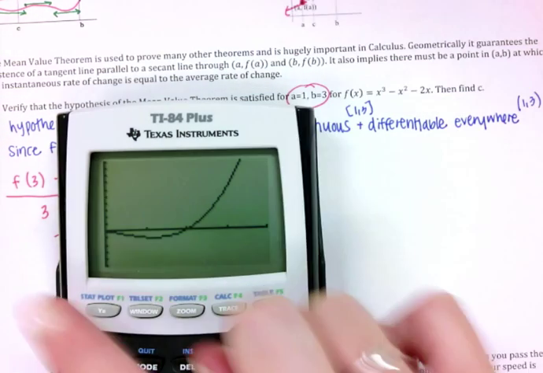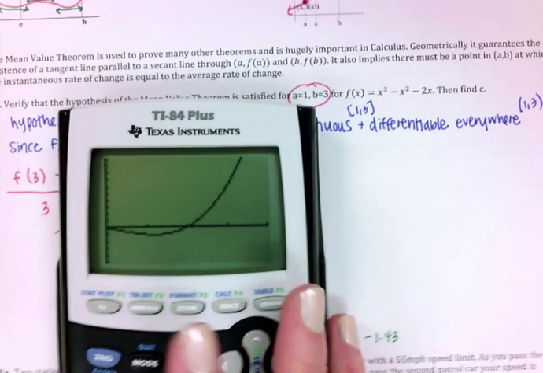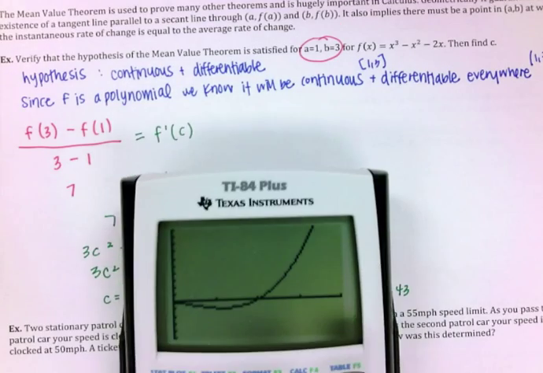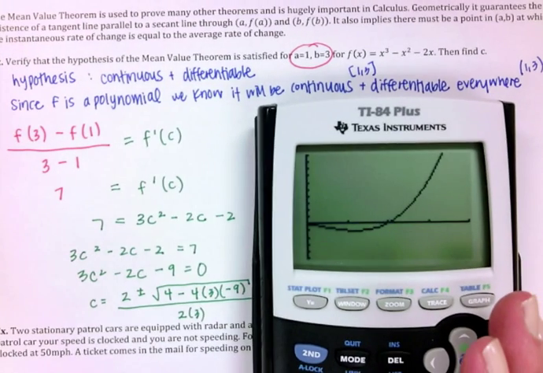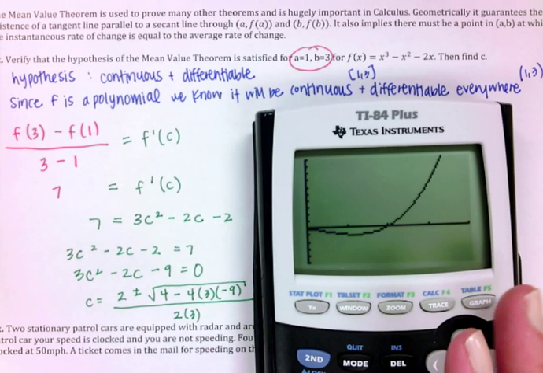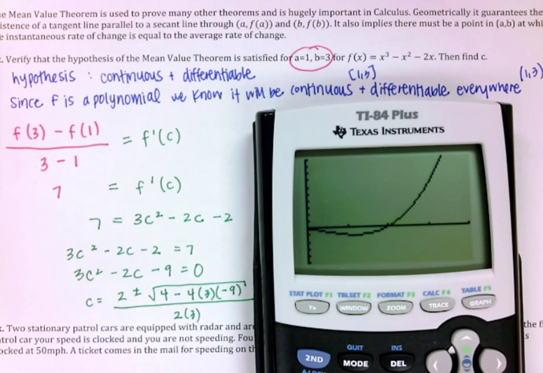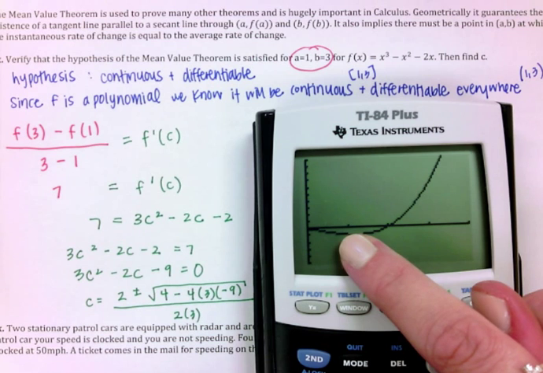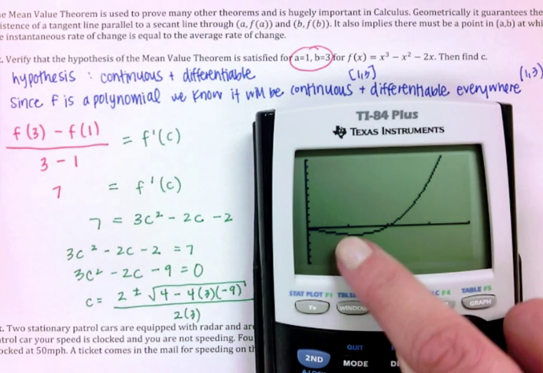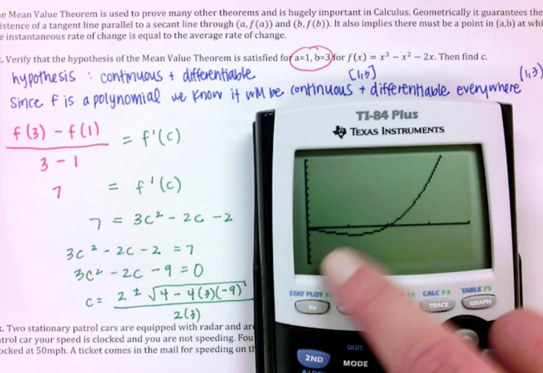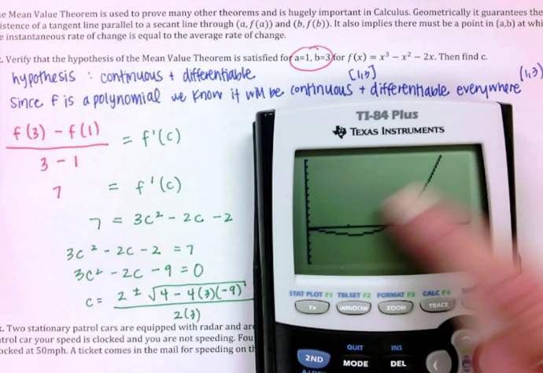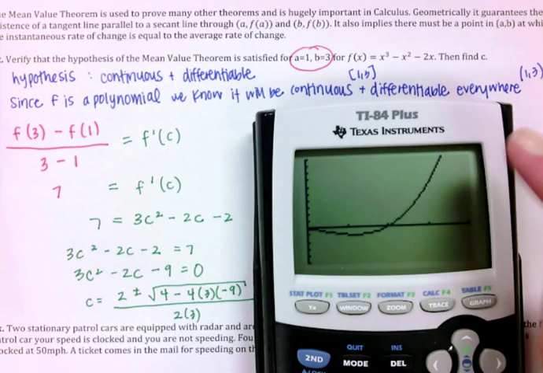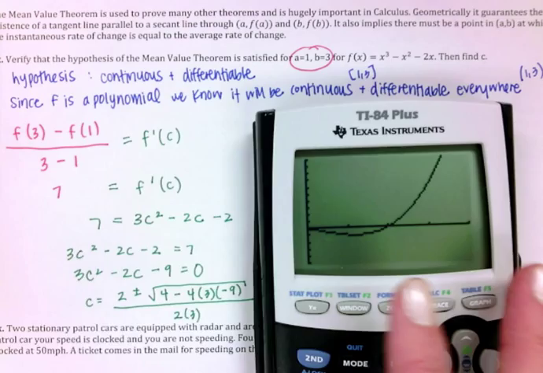So this is my F. So I'm looking to see where my instantaneous rate of change is equal to my average rate of change. So I know that I'm talking about where my slope is 7. Okay, so between 1 and 3, well, 1's there, 3's up here, so I can imagine, okay, that's the slope of my tangent is 7, or sorry, my secant is 7. Then I'm trying to figure out, okay, where is my tangent then equal to that?